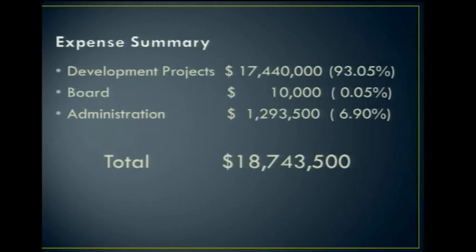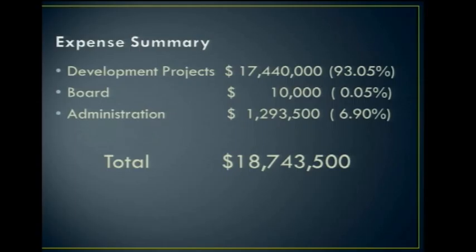And so that money can basically be broken up into the development projects in each of these project areas. Almost $17.5 million of that $18.7 million budget goes to development projects. The RDA board has a budget of $10,000. That's primarily for education and travel, and it's just a way to kind of take some of that burden off of the city budget when we can justify education and travel for the redevelopment agency. And then the administration of the RDA is $1.3 million.